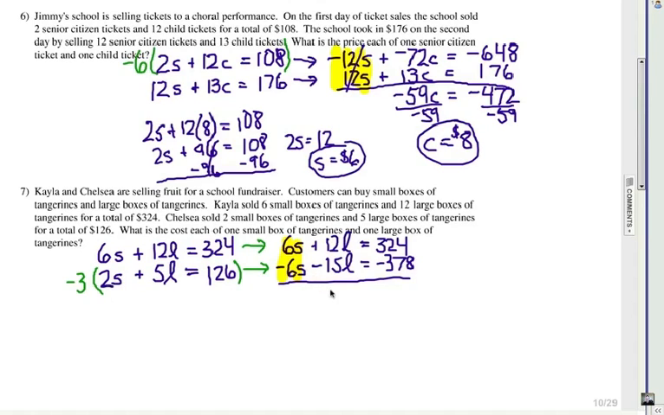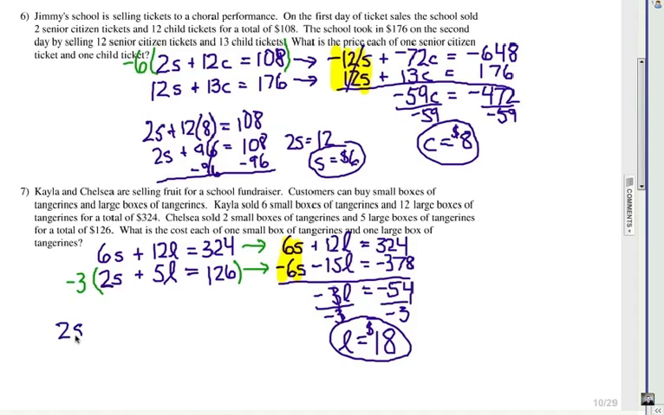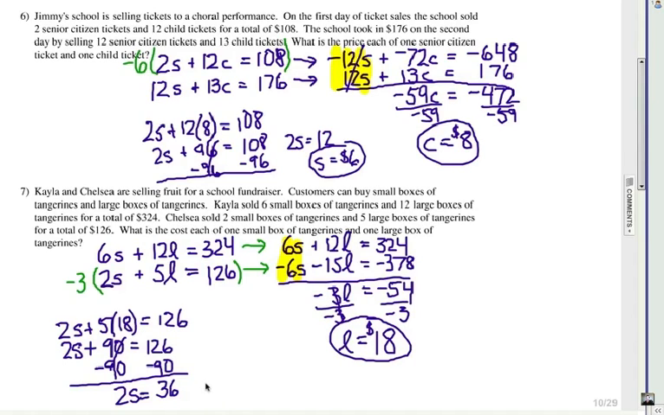My s terms are eliminated, and I would have -3l equals 54. Divide each side by -3. And a large box of tangerines would cost $18. Substitute it into, how about the second equation? A little bit smaller numbers there. So 2s plus 5l, and we know that L is 18, equals 126. And as I continue through the steps, S equals 18.